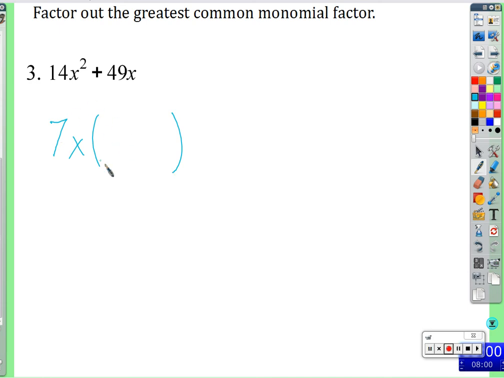7x times what, Bryce? What do we need here, so that when we multiply 7x by this, we get 14x squared? That's what was here. 2. Anything else? Let's take this x times something. Oh, x. So we need an x. Good. And that thing, what will we go right here? 7x is right there. 7. 7 times 7 is 49. Factor of x. 7x times 7 is 49x. We know we have taken out the largest or greatest monomial factor because there's nothing in common here. If there's something else in common here, we'll take that out too. Just keep taking out factors until it's all done.